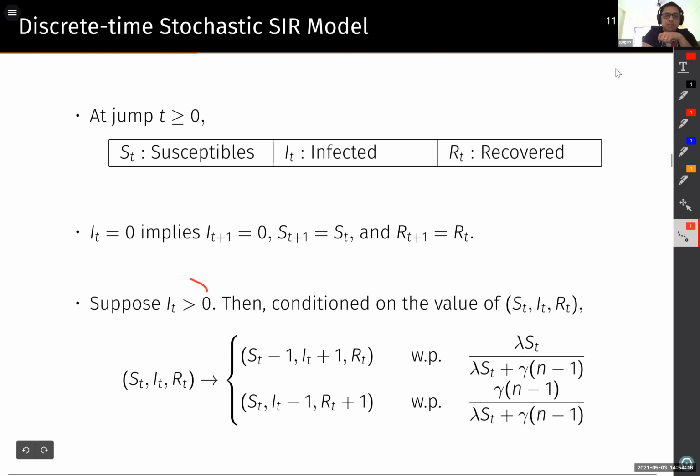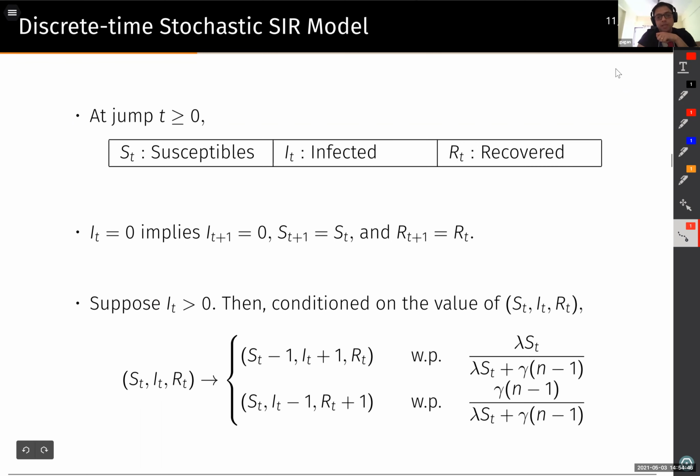On the other hand, it is possible that IT is bigger than zero. This is the number of infected individuals at time T. When I say time T, I mean the discrete time, and it refers to the Tth jump in the continuous process. So if IT is bigger than zero, then conditioned on the values of ST, IT and RT, this is how the process will evolve. If these are the values at time T, then the value at time T plus one could either be this or this.